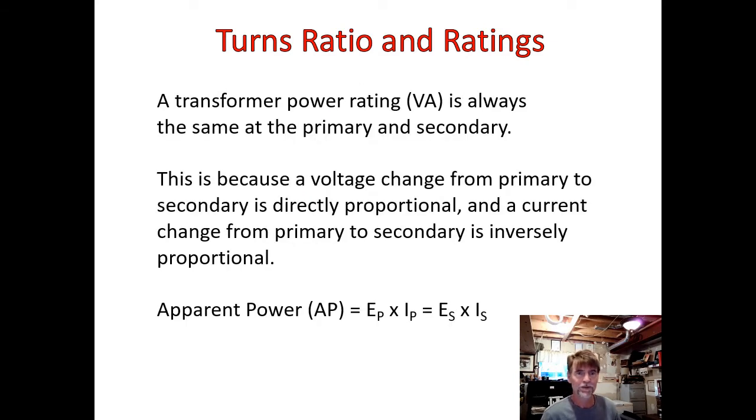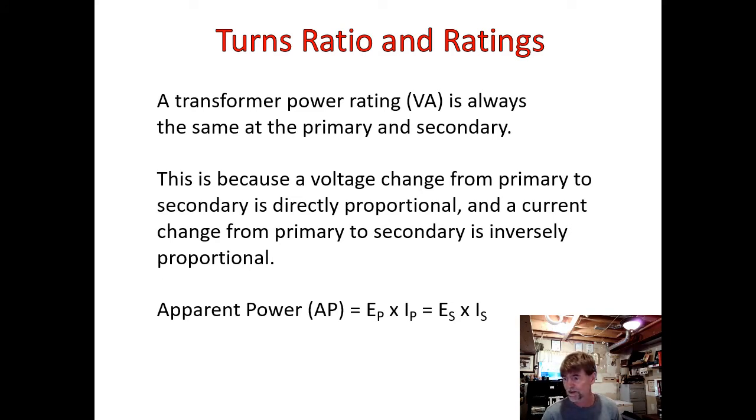There it is. So a transformer's power rating, which is expressed in volt amps, is always the same at the primary and the secondary. Remember, we talked about losses, we talked about efficiency. Now we're throwing all that out the window. We're just going to assume that the transformer is 100% efficient and that the secondary power is exactly the same as the primary power. It's not quite true, but it's close enough that all this math works and we can carry on.